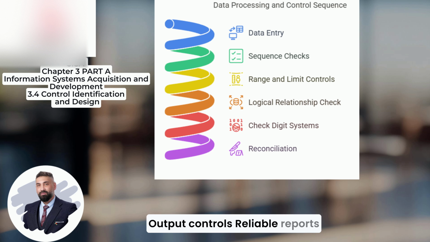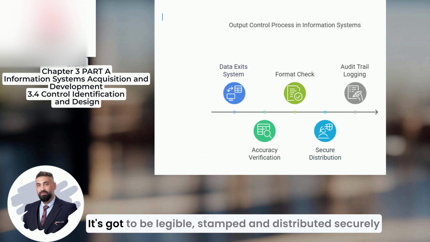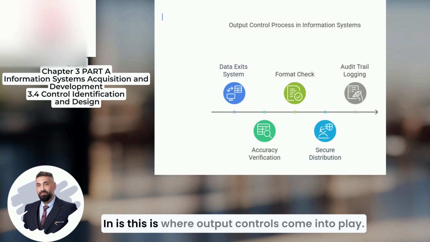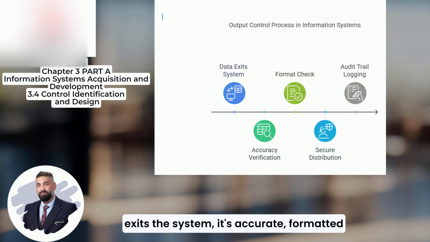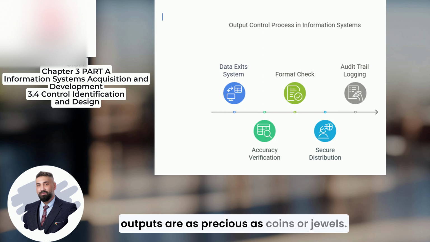Output controls: reliable reports fit for decision making. Imagine crafting a royal decree. It's got to be legible, stamped, and distributed securely to the right people at the right time. In IS, this is where output controls come into play. These controls ensure that once data exits the system, it's accurate, formatted, and lands in safe, authorized hands. For example, negotiable instruments like checks or payment outputs are as precious as coins or jewels. Systems log and verify these controls to ensure nothing is tampered with or misused.